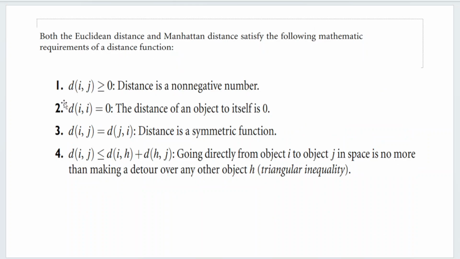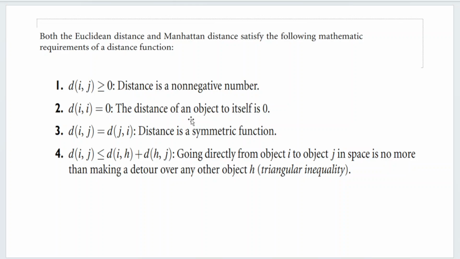Based upon the distance here, there are some properties. d(i, j) is greater than or equal to 0, which means distance is a non-negative number; it is not a negative number. And d(i, i) is equal to 0, which means the distance of an object to itself is 0.